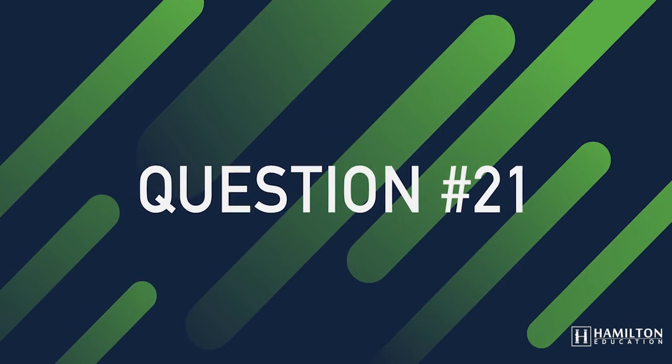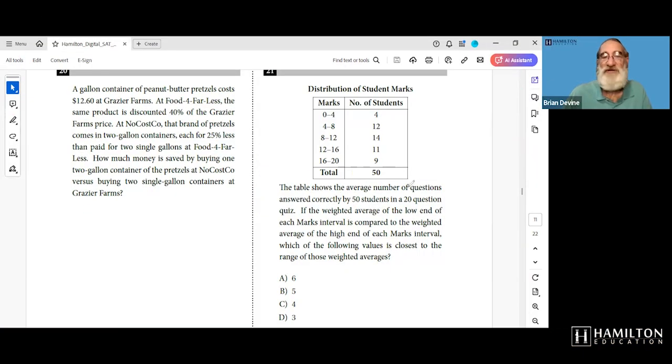For question 21, the table shows the average number of questions answered correctly by 50 students in a 20-question quiz. If the weighted average of the low end, which would be the bottom of each interval, 0, 4, 8, 12, 16, is compared to the weighted average of the high end, which would be at 4, 8, 12, 16, 20. Which of the following is closest to the range of those weighted averages?